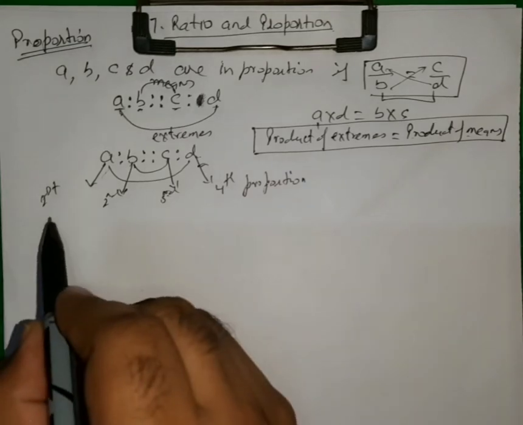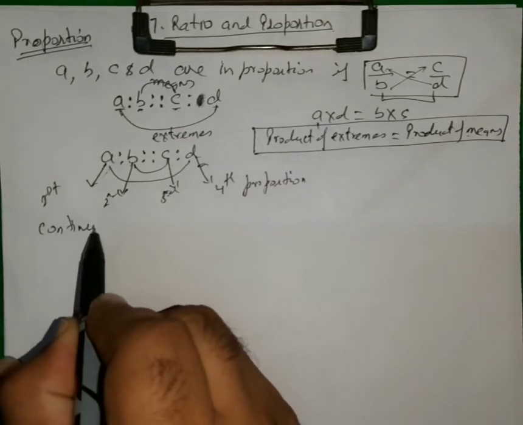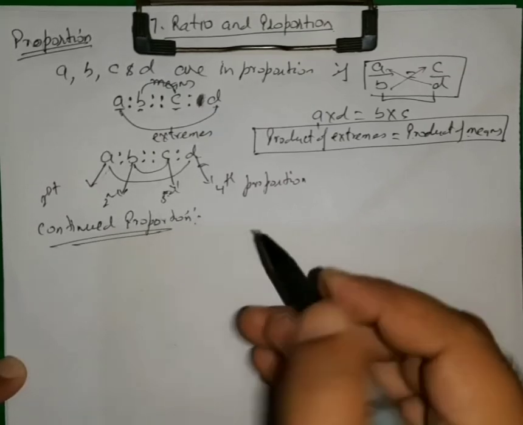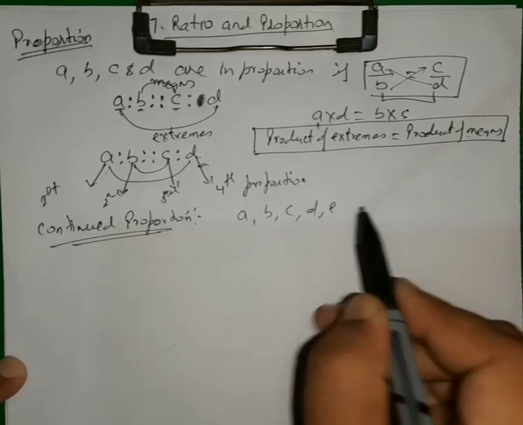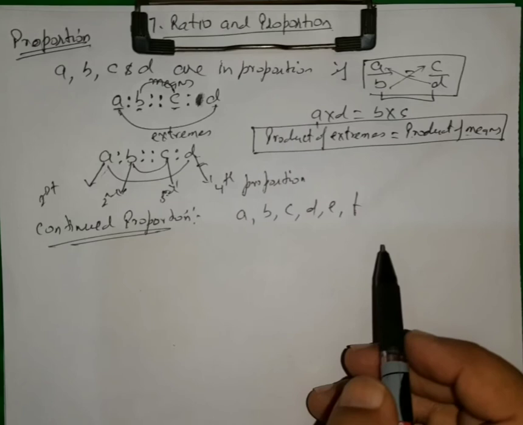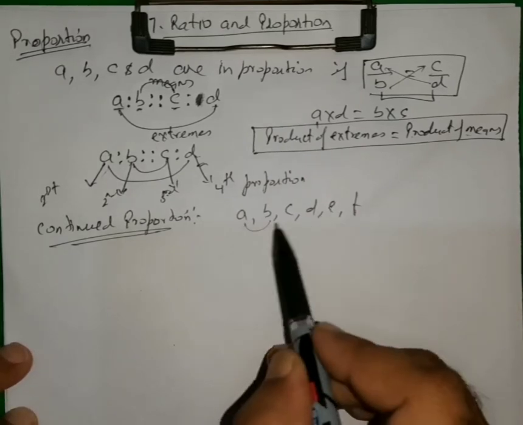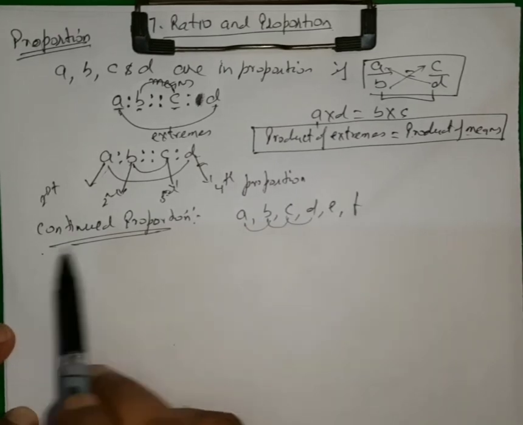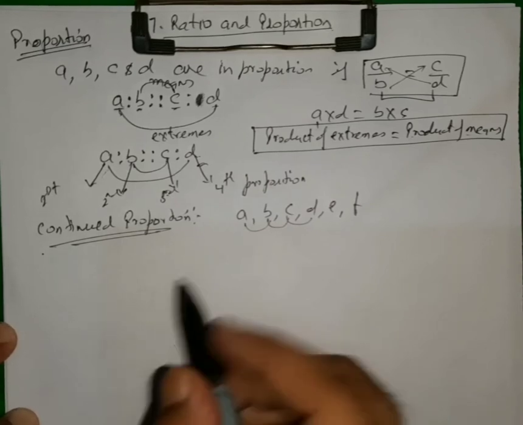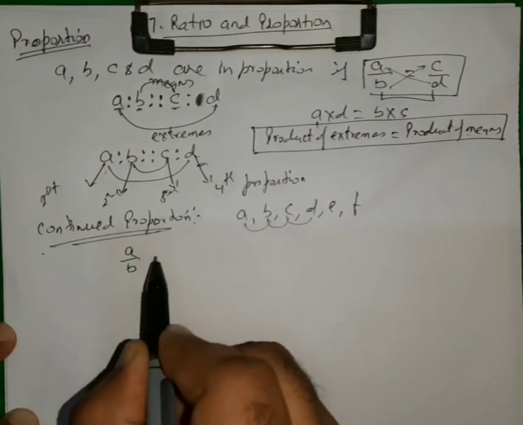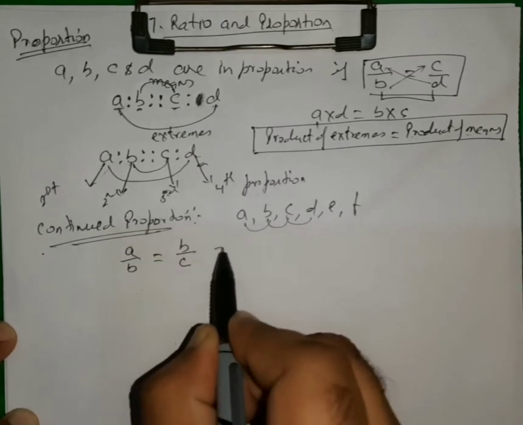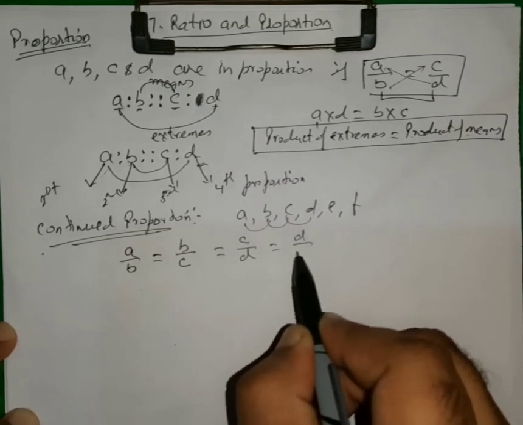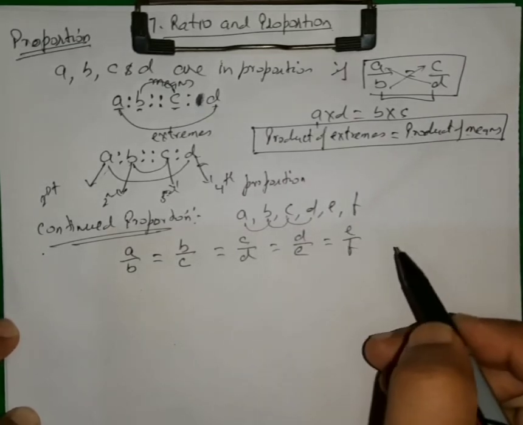Now another term is called a continued proportion. Let us say I am talking about A, B, C, D, E, F. Then these will be in continued proportion if the ratio between the first and second is equal to the ratio between the second and third, and the ratio between the third and fourth. All these are equal. Then we will say that the terms are in continued proportion, and so on. If more terms are there, then we can take them.